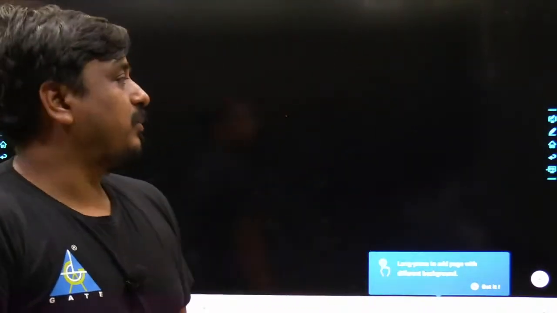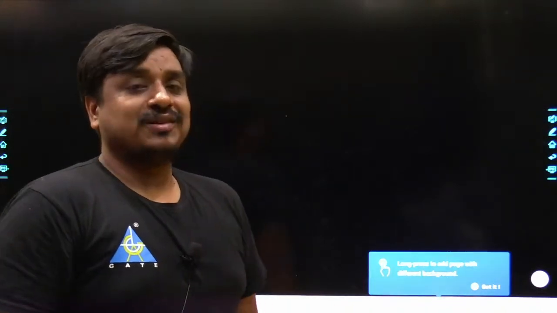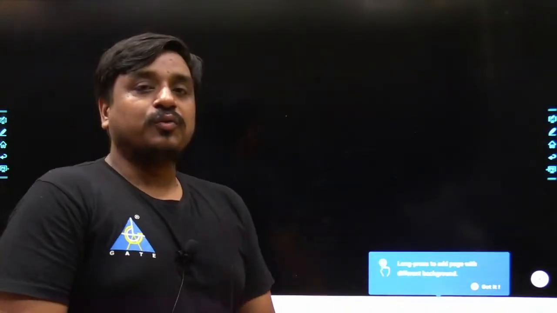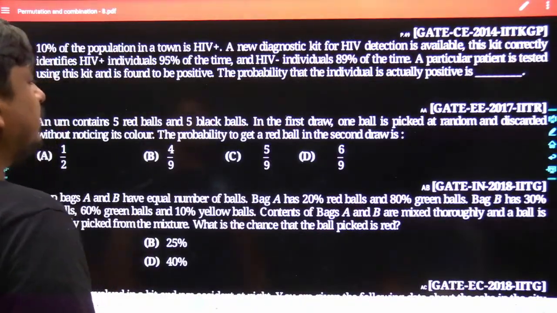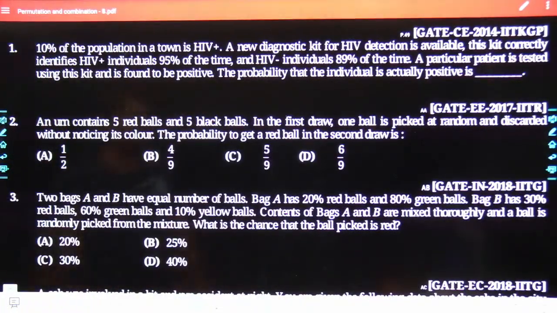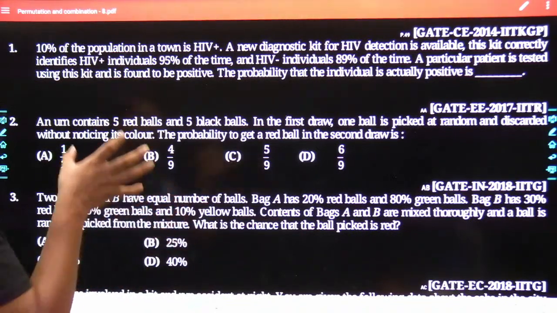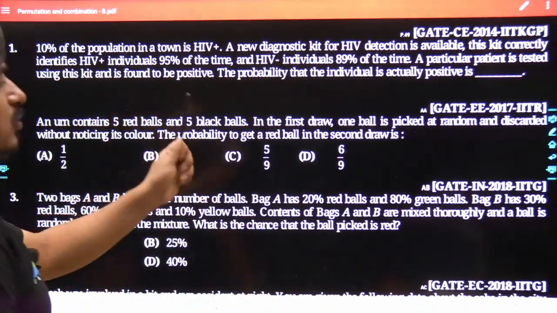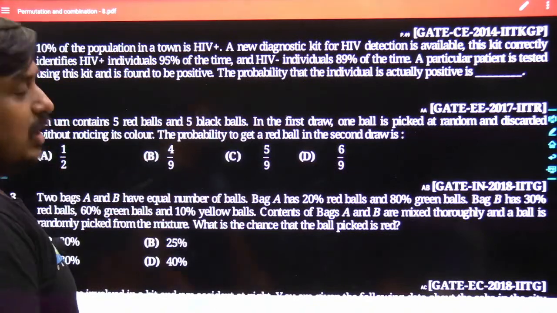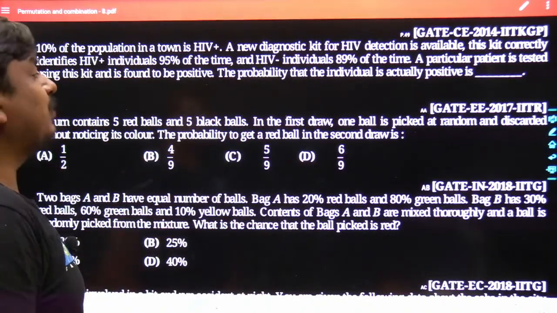I am not going to spend much time over this problem because this problem was already taken in yesterday's class. So I don't want to waste much time because there are still a few more questions to be taken in today's class. So this has been the second question. This is not a difficult problem, but it requires a good amount of self-understanding. This problem was asked in GATE Electrical, year 2017, framed by IIT Roorkee.